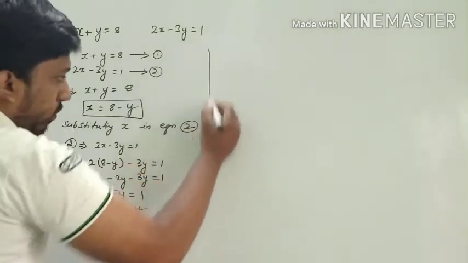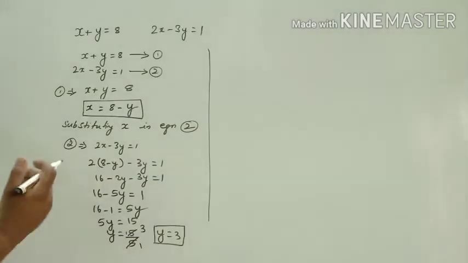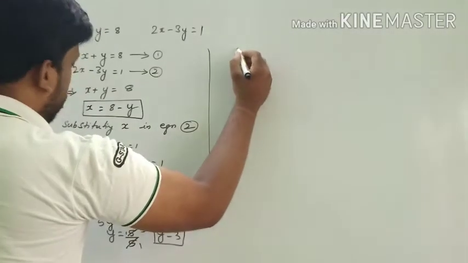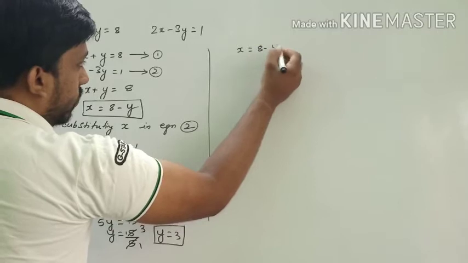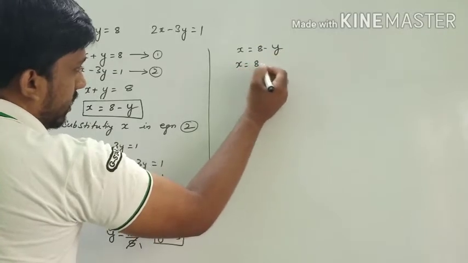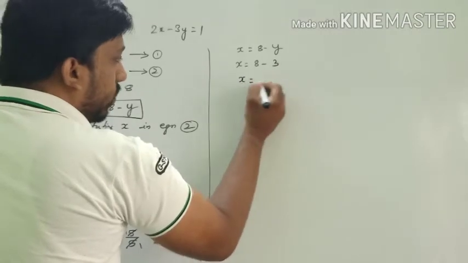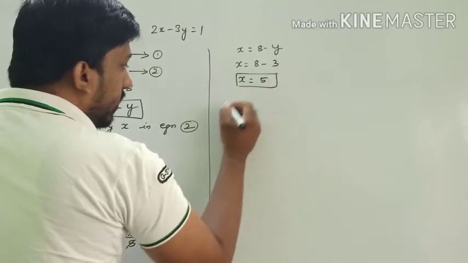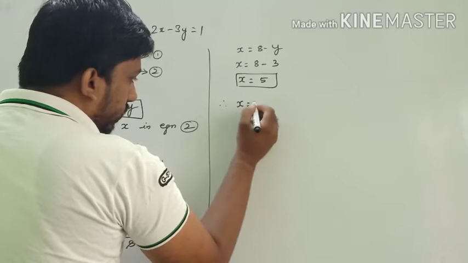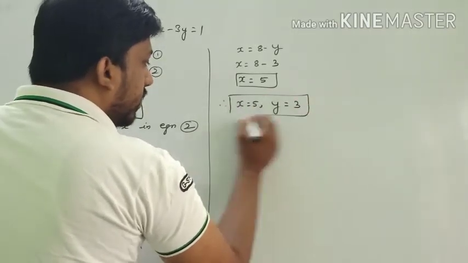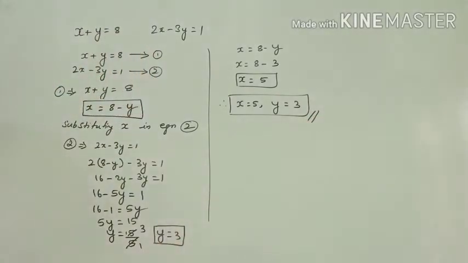Now we have the y value, we need to find the x value, right? Already we know that x is equal to 8 minus y. So x is equal to 8 minus, what is y? 3. So x is equal to 5. Therefore x is equal to 5 and y is equal to 3. So these are the required values of the equations.